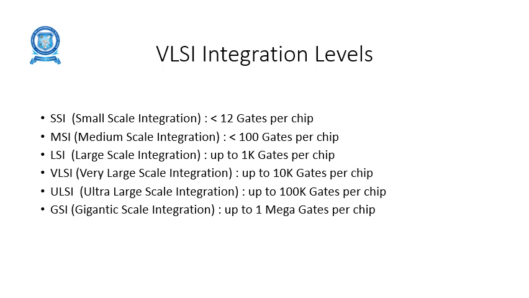Next one, VLSI. VLSI means very large scale integration. It will have up to 10 gates per chip. Next one, ultra large scale integration. It will have up to 100K gates per chip. Last one, gigantic scale integration. It will have the limit of up to 1 MHz per chip. These are all some integration levels in VLSI design.